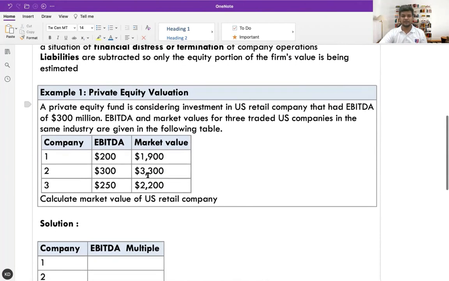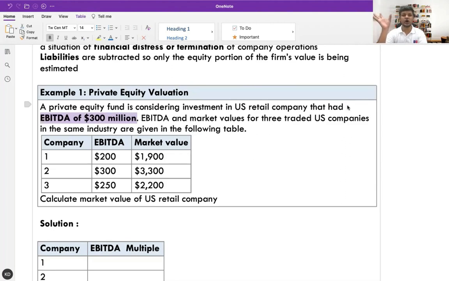So let's take a valuation here. A private equity fund is considering investment in a US retail company that had EBITDA of 300 million. So you are planning to invest in a company which has an EBITDA of 300 million. Probably I can say this company is not listed, because if it was listed, I would have directly got its value. Right? Now, EBITDA and market values for three traded US companies in the same industry are given. So I have EBITDA and market value. Calculate the market value of the US retail company.